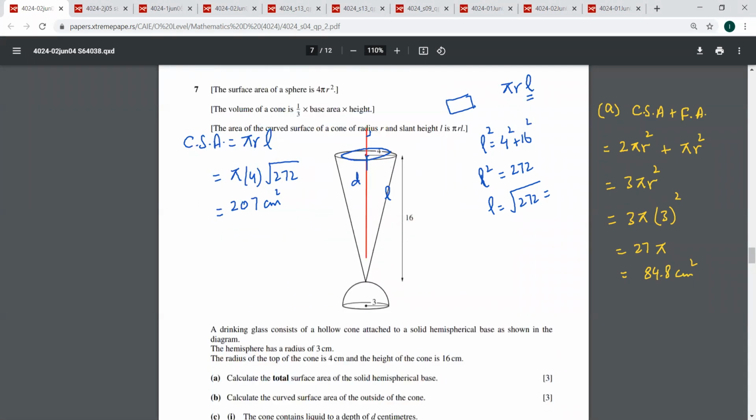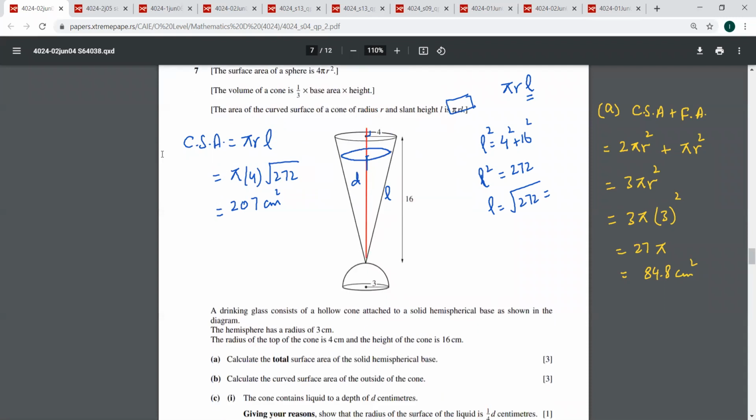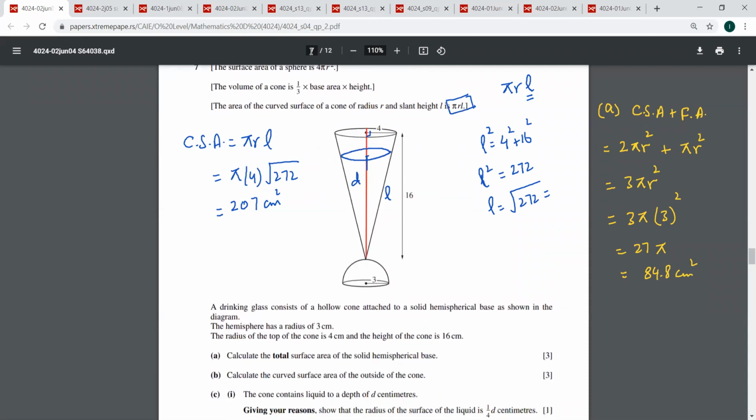Acha. Now, this one here. So he says, show that the radius of the top of this liquid is going to be quarter of d. This is the radius over here, the radius of this top. Acha, guys, from here you have to use the concept of similarity. I think that will be our next topic.